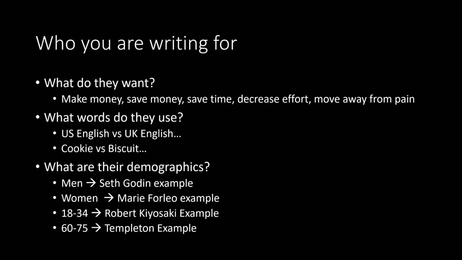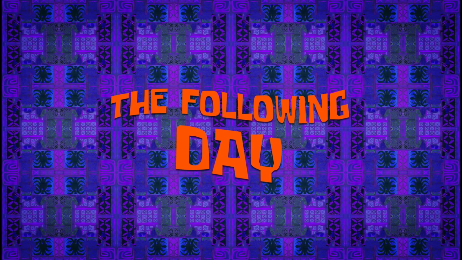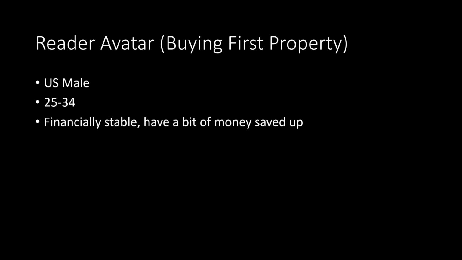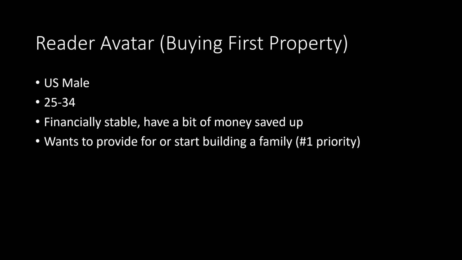So I'm going to go ahead and create my reader avatar now. So here's my reader avatar, and you can be as detailed as you want. I've decided to create a book for first-time homebuyers. My avatar is going to be a male based in the United States, between the ages of 25 to 34. He's financially stable, so he has a little bit of money saved up, and he's just looking for that first property to buy. And because he's within that age range, he's also wanting to start a family or to start building a family. That's his number one priority.